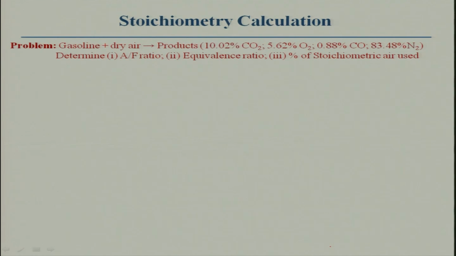Now, for that we will take an example. This example is gasoline. Gasoline, we call it basically petrol in our terminology, or generally is mixed with dry air. That means, dry air means what? It does not contain moisture, okay. But however, you cannot avoid moisture in the air, right.